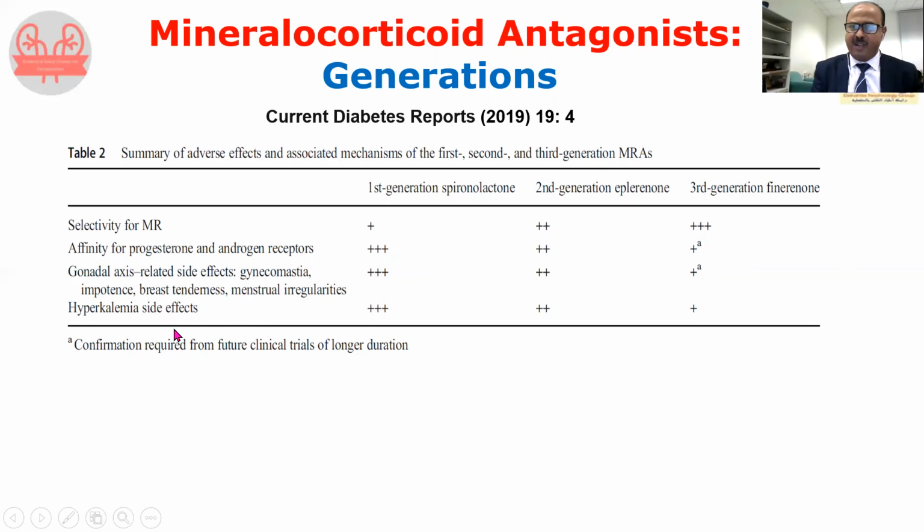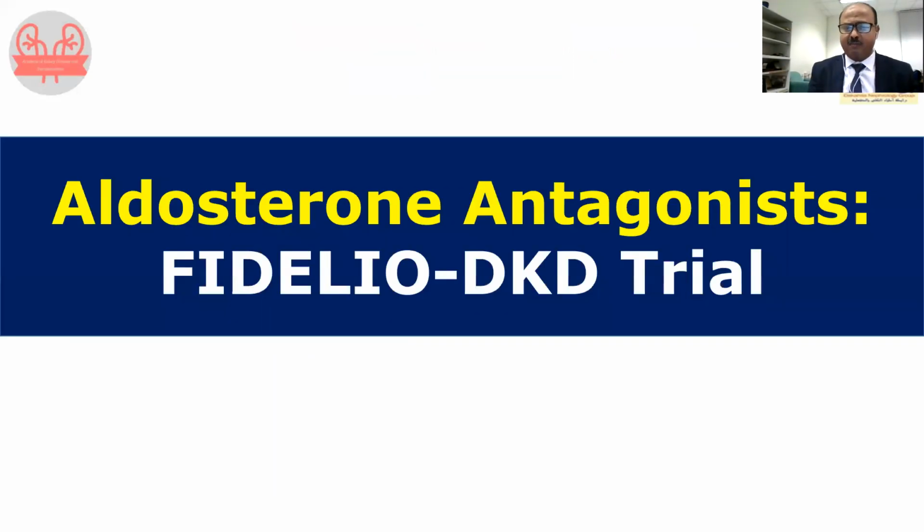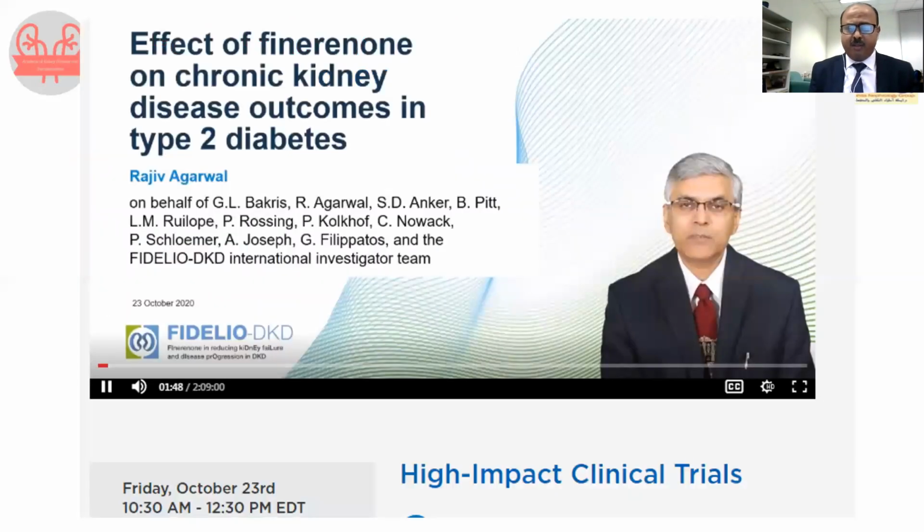Hyperkalemia is very interesting for us because we are afraid of it. Here, the third generation is associated with less hyperkalemia in comparison to the first or second generation. This means that we have the current third generation, more potent and more selective regarding mineralocorticoid receptor antagonism, with fewer side effects. Let us go to the FIDELIO-Diabetic Kidney Disease Trial. This trial was announced in detail at Renal Week of the American Society of Nephrology on the 23rd of October by Professor Agarwal.